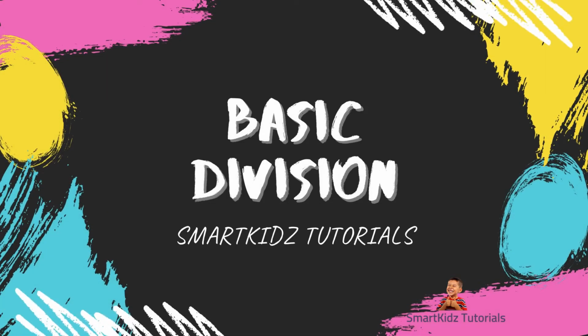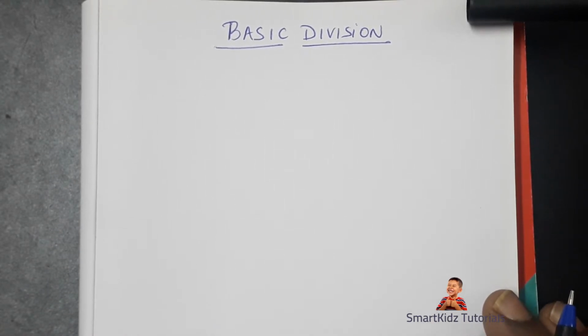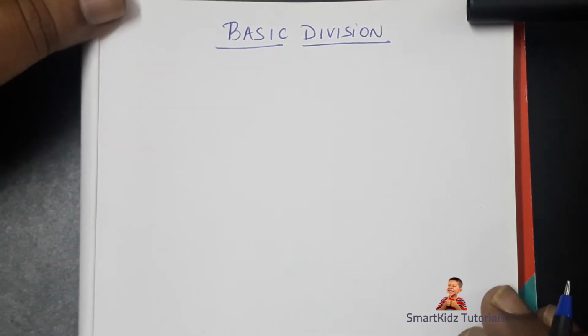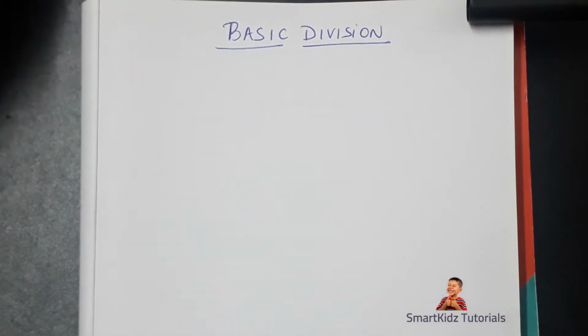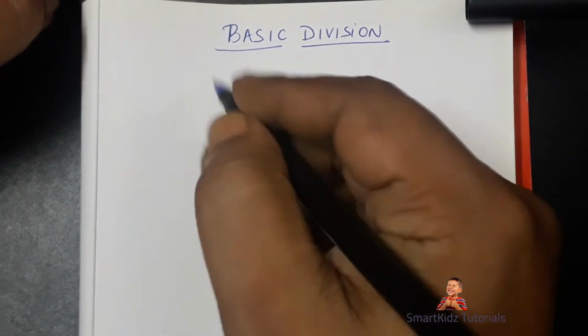In this video, we will be learning about basic division, how to do division and what are the different parts of a division operation. Division, like subtraction, leads to a reduction of value, so the number gets reduced. When we divide, we reduce the number that is being divided into parts. For example, the number becomes smaller. So let's look at the parts of a division.